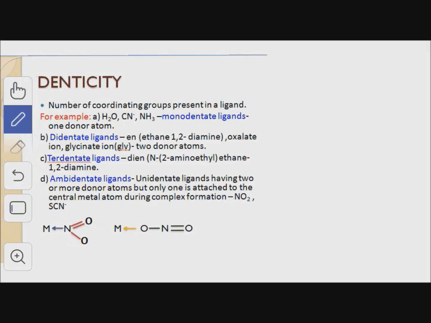Denticity. It is the number of coordinating or ligating groups present in a ligand. For example, in H2O, CN negative, NH3, there is only one donor atom. In water, this oxygen has two lone pairs of electrons and has a tendency to donate a lone pair of electrons to the central metal atom and form the coordinate bond. There is only one donor atom, that's why it is called a monodentate ligand or unidentate ligand.